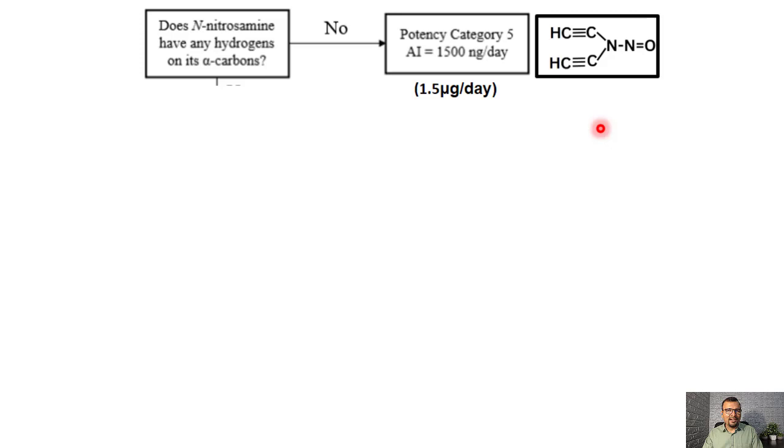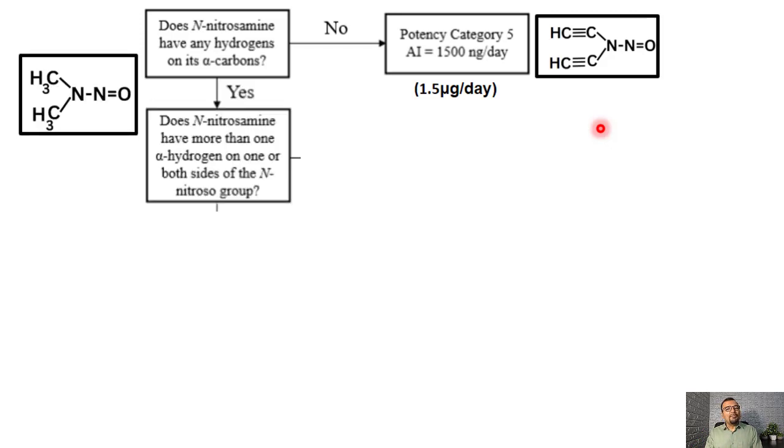There is an absence of alpha hydrogen. There is an absence of hydrogen on the alpha carbon. In that case, your compound actually falls under potency category 5. And what is the limit for a potency category 5 nitrosamine? It is 1500 nanograms per day, or 1.5 micrograms per day. Now, where is this figure coming from? You can relate it to the TTC defined in the ICH M7R1 guideline, the threshold of toxicological concern. So in case you want to avail this TTC approach, that limit is 1.5 micrograms per day. This is called a highly conservative approach. And in case you want to understand this approach, you can go through the ICH M7R1 guideline.